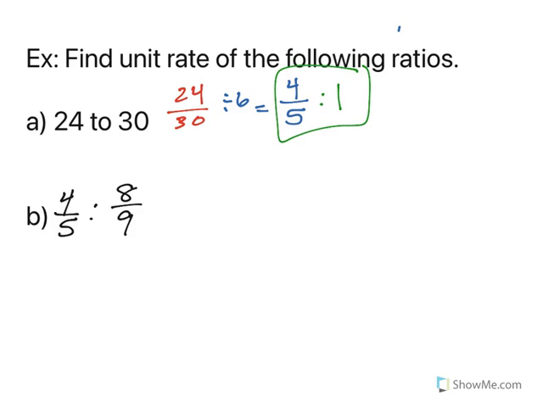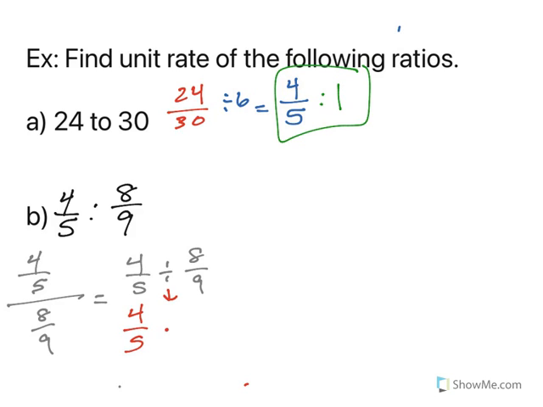Okay, let's look at the second one. I have 4/5 to 8/9. This is a ratio. We want to make it unit. So we want to make it some number compared to 1. Well, okay, let's think this through. This is the same as 4/5 over 8/9. This is a fraction divided by a fraction. Well, how do we divide fractions? Well, if we're dividing 4/5 divided by 8/9, maybe you remember that the first fraction stays the same, division becomes multiplication, and we flip the second fraction, right? We multiply by the reciprocal.